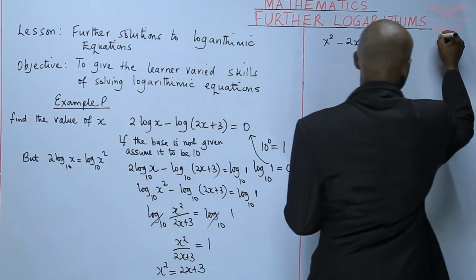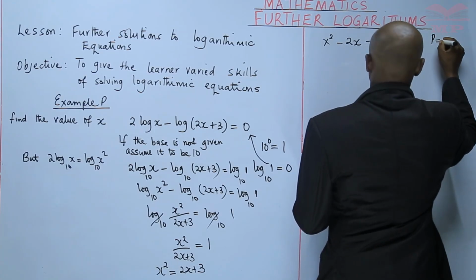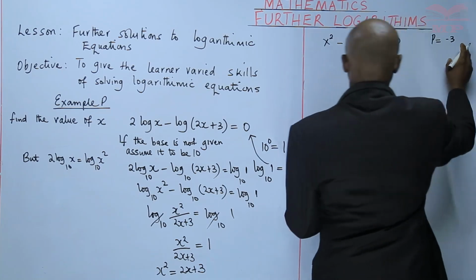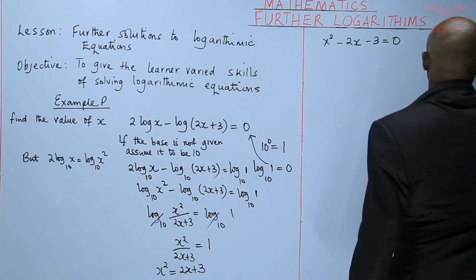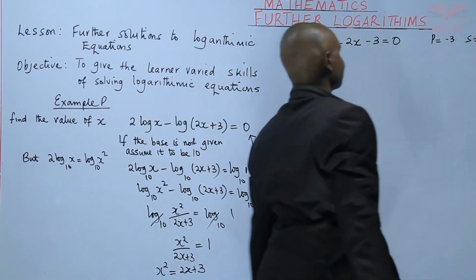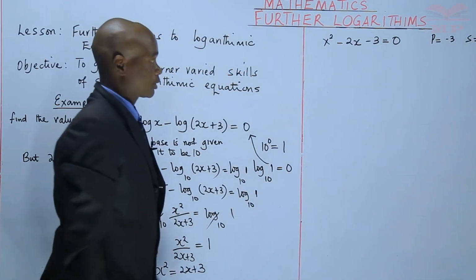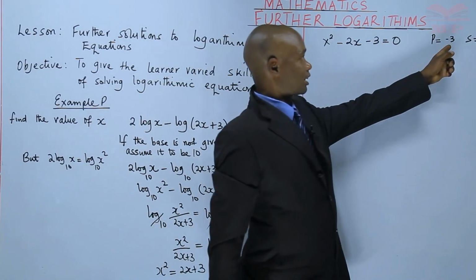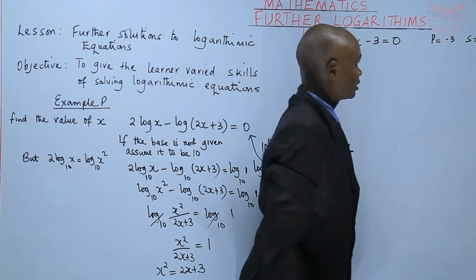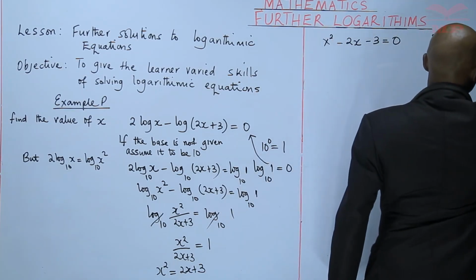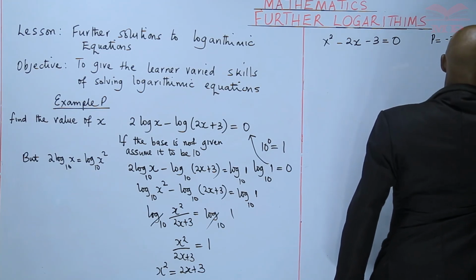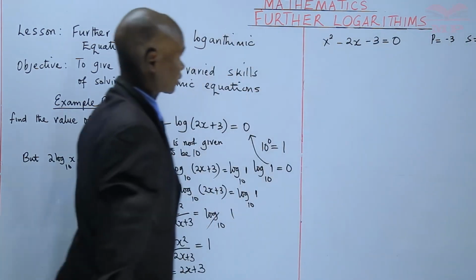I have a quadratic equation, so I'll use the product and sum. The product is 1 times minus 3, which is minus 3. The sum is equal to minus 2. So I should get two numbers which, when I multiply them, I get minus 3, but when I add, I get minus 2. So the numbers are minus 3 and 1. They'll help me to solve that equation.